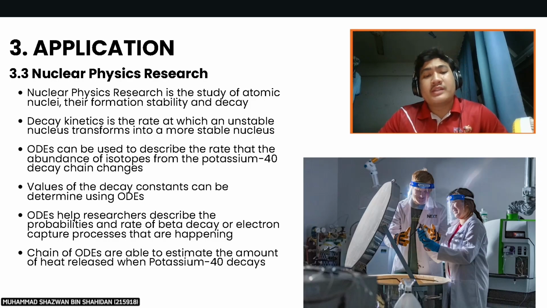Another use of ODEs in nuclear physics research is to estimate the amount of heat released, and the type and intensity of radiation emitted at various stages. These are among the many uses of ODEs in radioactive research and applications.